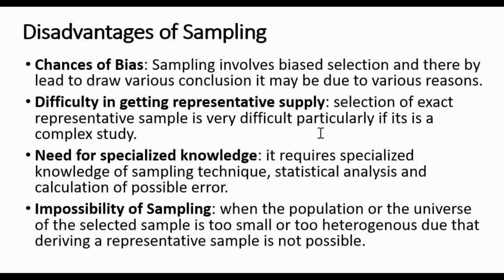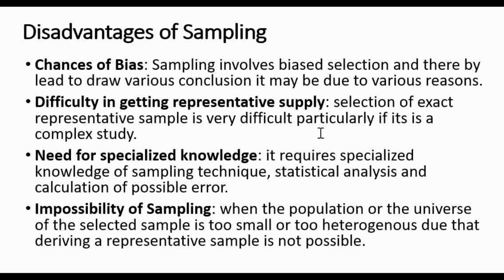Another disadvantage of sampling is the difficulty in getting a representative sample. If a particular study is done, getting a small group from that particular population becomes very hard. Like HIV cases, we cannot suddenly go and find HIV cases all around easily, so it takes time. In such a scenario we have to use convenience sampling. We cannot go for random sampling.